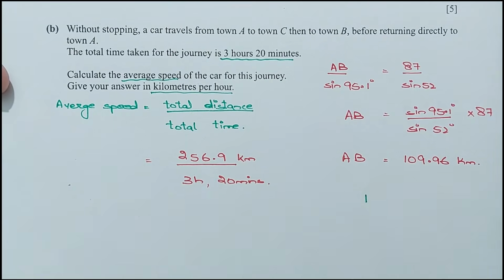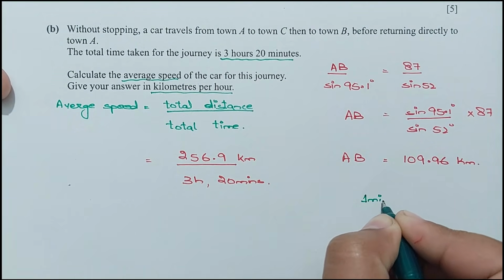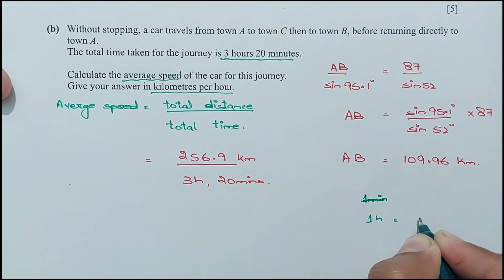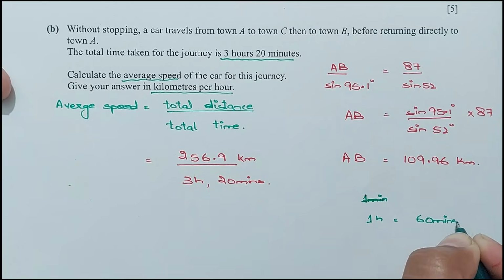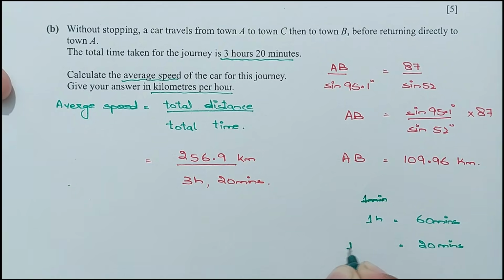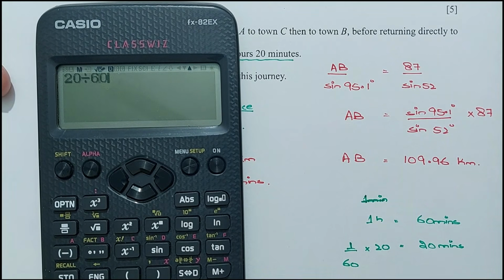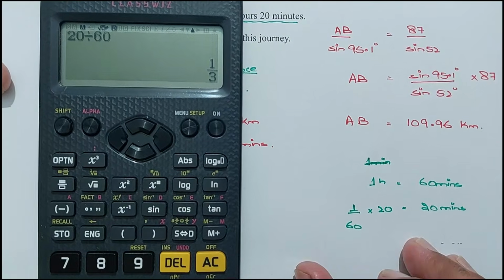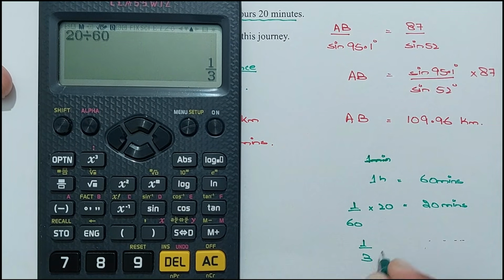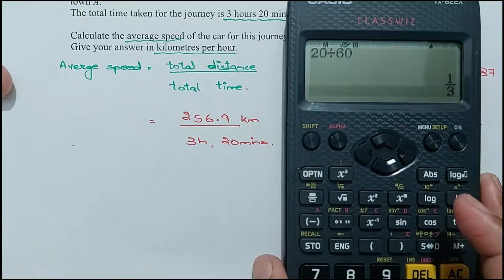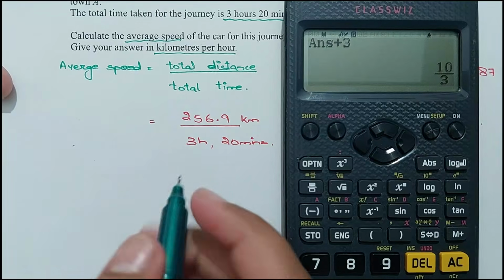So 1 minute, no, 1 hour has 60 minutes. What about 20 minutes in terms of hours? 20 minutes would be 1 out of 60 times 20, basically 20 out of 60. 1/3 hour we can say, right? This would be 1/3 or 20 minutes. Right, so 1/3 hours and adding 3 hours, this would be 10/3 hours basically.